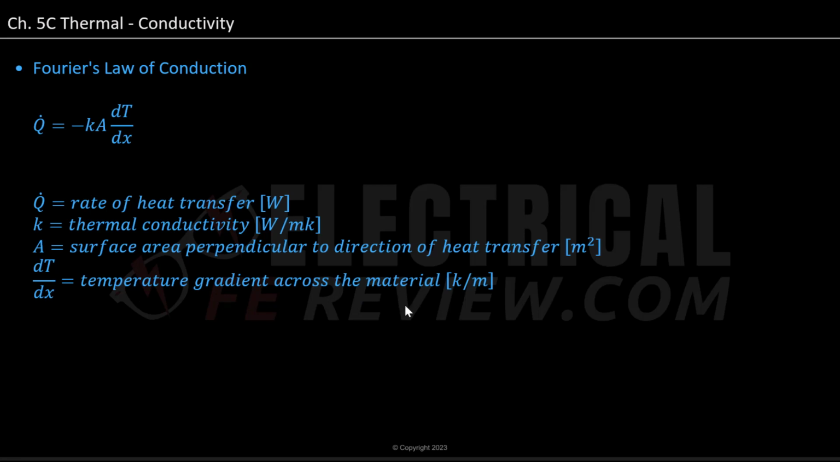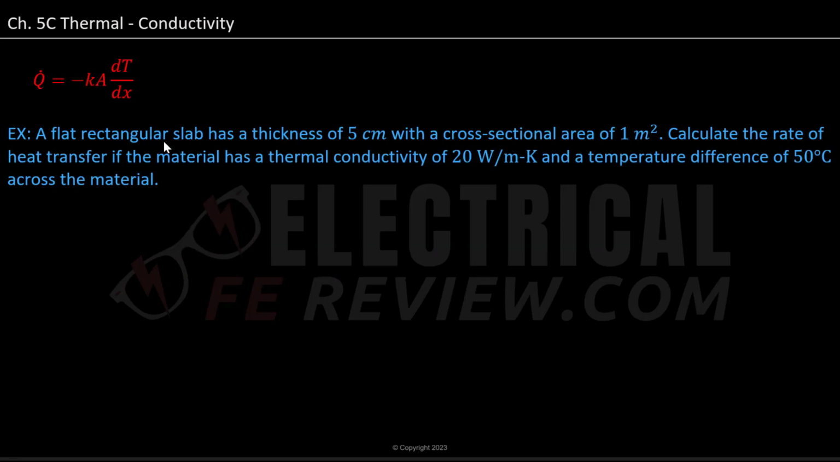Let's go ahead and clear the board to look at an example. For our example, we have a flat rectangular slab with a thickness of 5 centimeters and a cross-sectional area of 1 meter squared. Calculate the rate of heat transfer if the material has a thermal conductivity of 20 watts over meter Kelvin and a temperature difference of 50 degrees across the material. So in this question, we are asked to solve for the rate of heat transfer, Q dot, since we are already given our thermal conductivity.